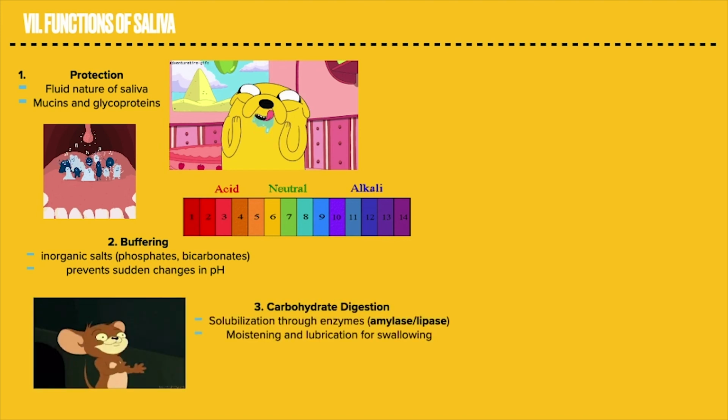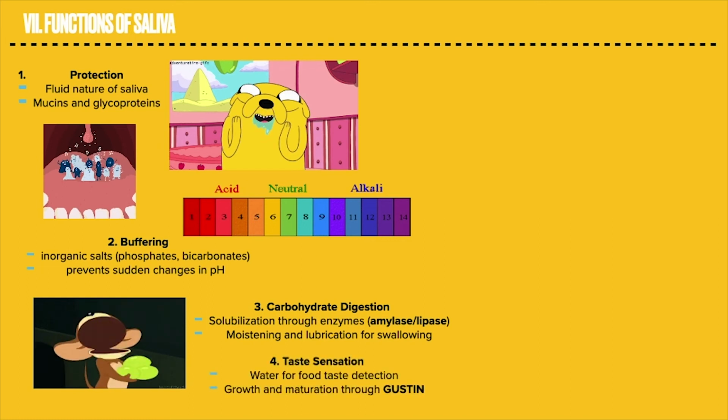Third is carbohydrate digestion. Saliva also contributes to the digestion of food. The solubilization of food substances and the actions of enzymes such as amylase and lipase begin the digestion process. The moistening and lubrication properties of saliva also allow the formation and swallowing of the food bolus.